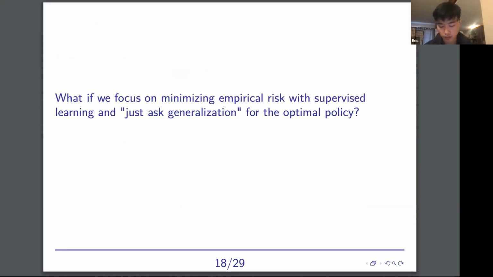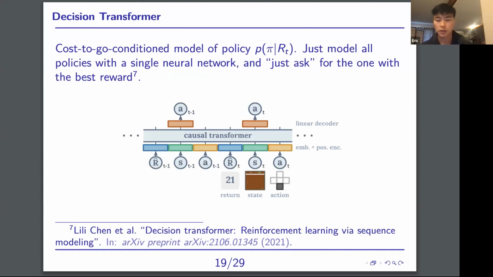So my hope is that we can just focus on generalization. That's the first class citizen. We minimize empirical risk with the tried and true tools of supervised learning. And then after the fact, we just ask the policy to be optimal via some sort of conditioning variable. I'm going to cover a few related works that get at this idea and show the promise of this framework of thinking.